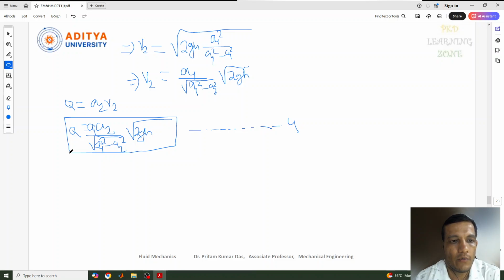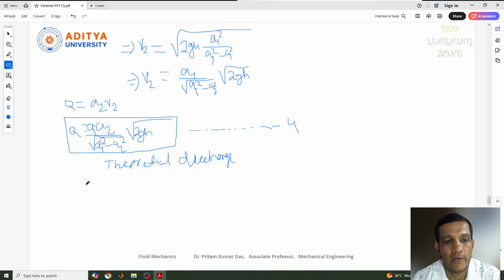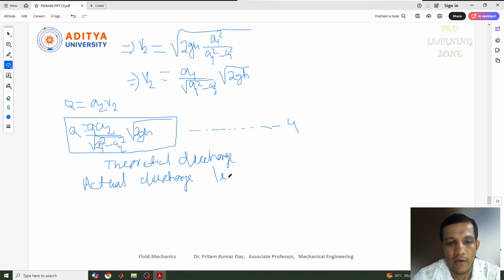Now this is our discharge equation for an ideal condition. Okay, and this is actually called the theoretical discharge, or the rate of flow of liquid. And if you want to calculate the actual discharge, the actual discharge will be less than the theoretical discharge. Always keep in mind that the actual discharge will be less than the theoretical discharge.